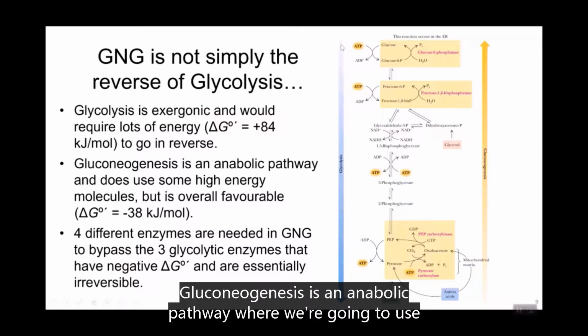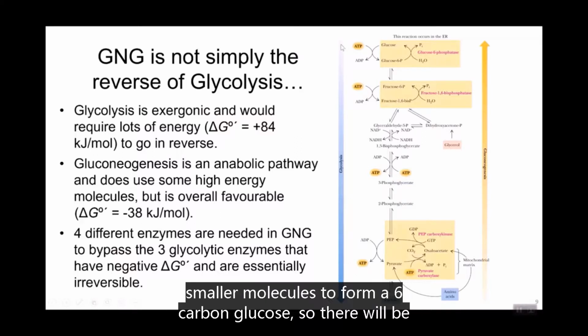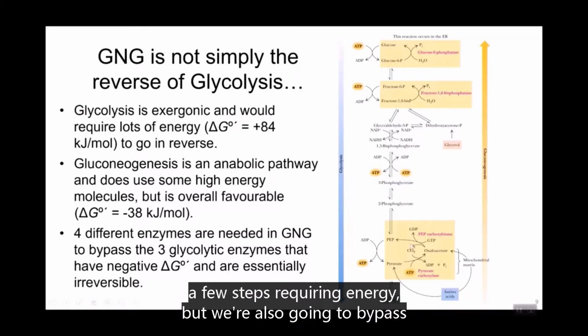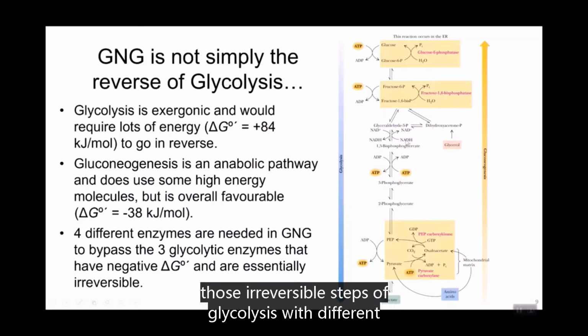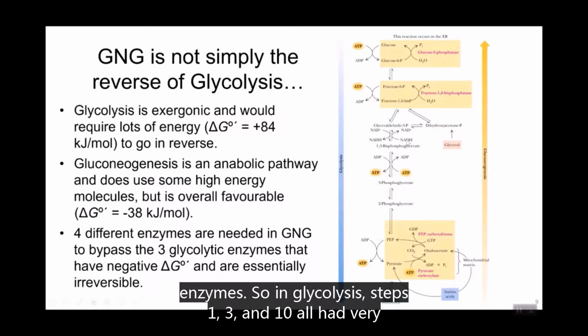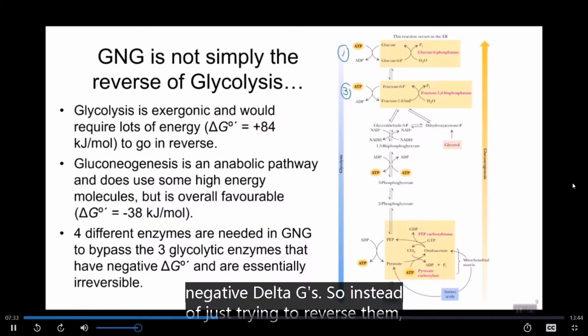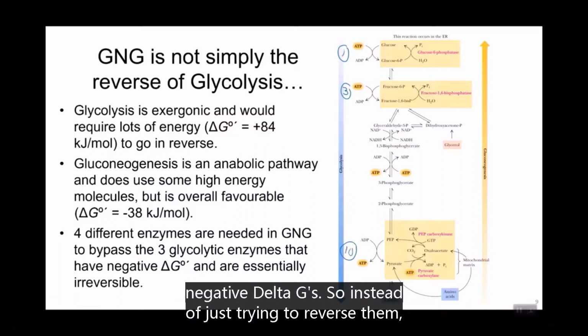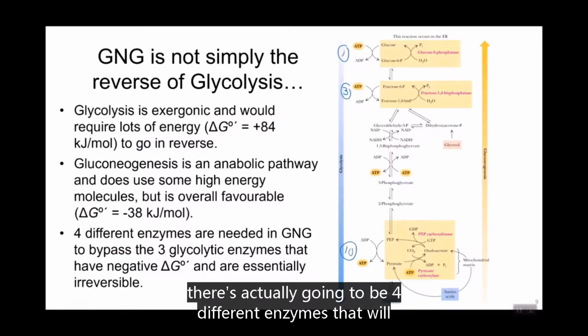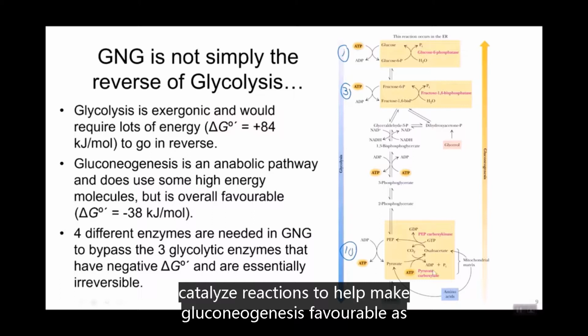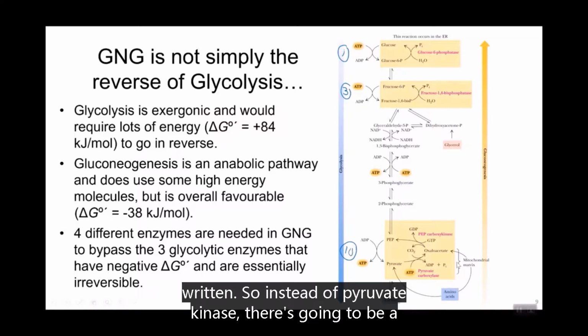Gluconeogenesis is an anabolic pathway where we're going to use smaller molecules to form a 6-carbon glucose, so there will be a few steps requiring energy, but we're also going to bypass those irreversible steps of glycolysis with different enzymes. So in glycolysis, steps 1, 3, and 10 all had very negative delta Gs. So instead of just trying to reverse them, there's actually going to be 4 different enzymes that will catalyze reactions to help make gluconeogenesis favorable as written.